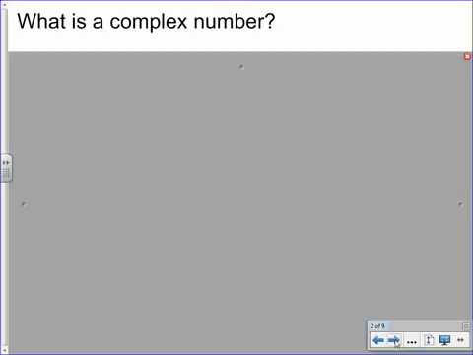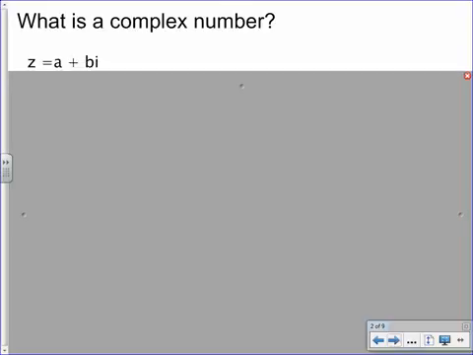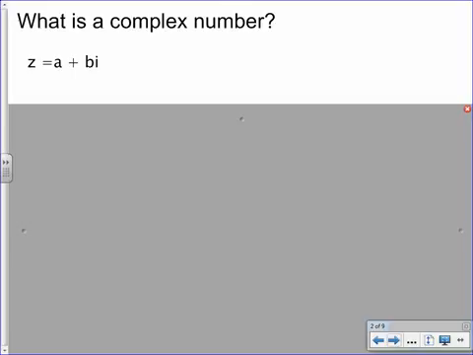Okay. Somebody from Pod 4. What is a complex number? Something to do with imaginary numbers. You are correct. This is a complex number. It is in the form a plus bi. A is the real part. B is the imaginary part.